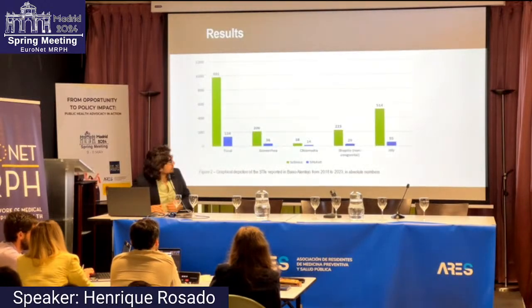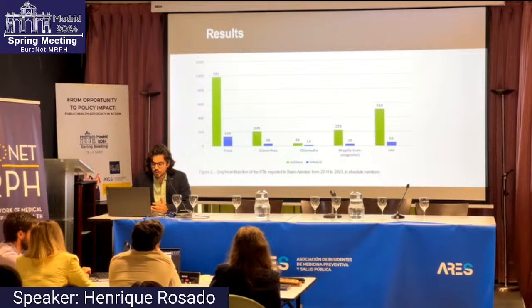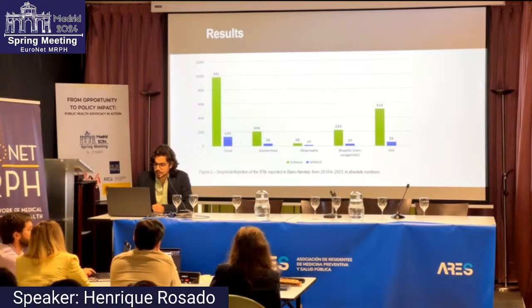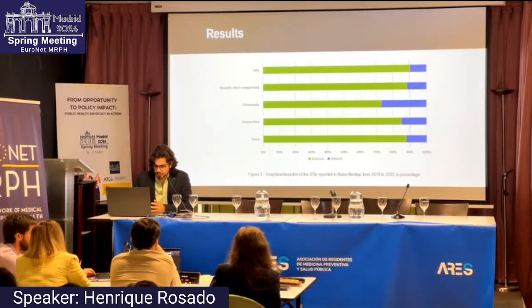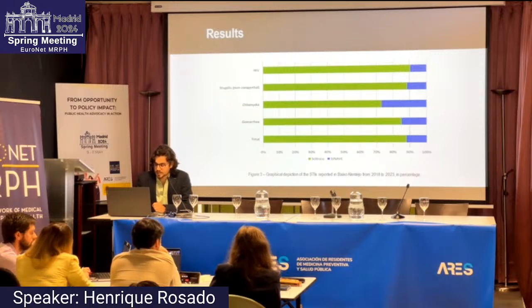And here we have the graph that shows the real difference between each of the STIs. The most relevant one is HIV, where we have 514 codifications but only 55 notifications to the public health system. You can see the percentages are very similar, around 10 to 15% for each, except chlamydia, which is the best one, with almost 30% of cases notified.